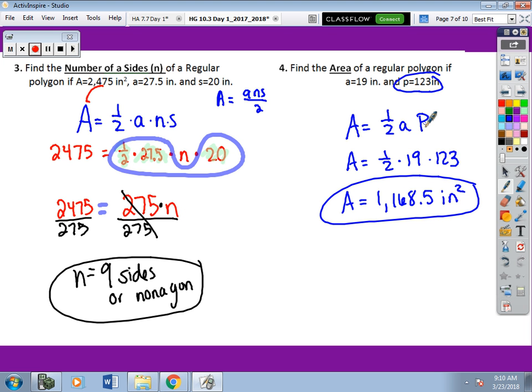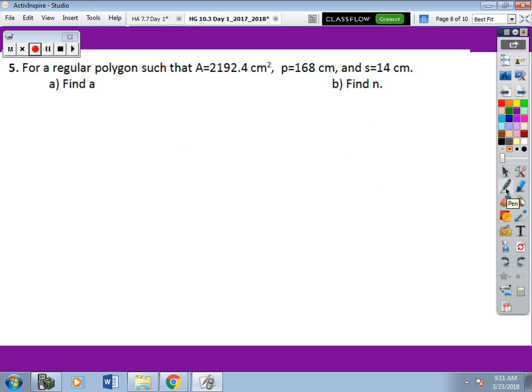All right, last one. They ask us to find 2 things. They give us a bunch of information: area, perimeter, and side length. The first thing they want us to find is a, the apothem. So, what formula do you think I should use? What formula should I use first? Joseph? 1/2 aP. Yes.